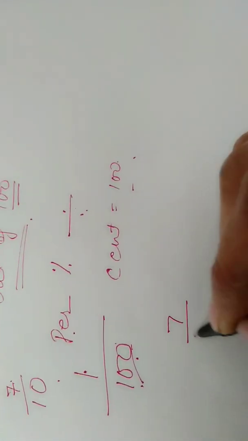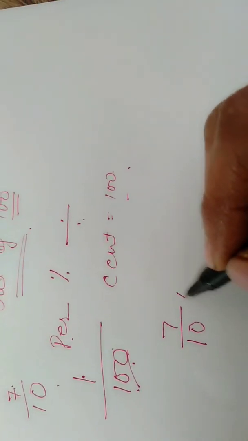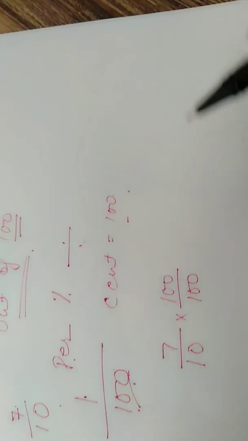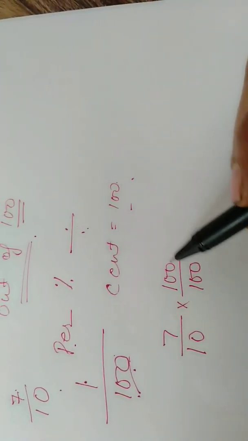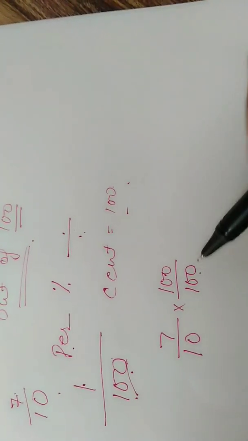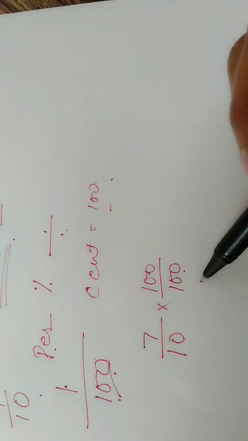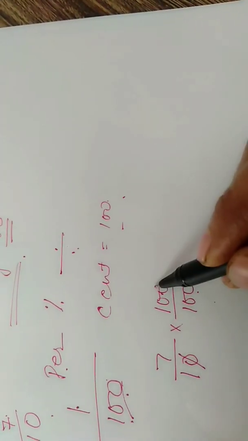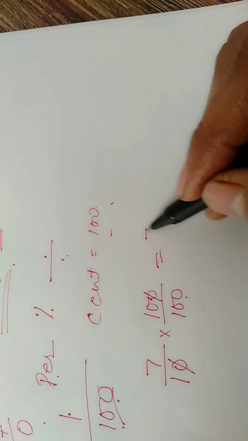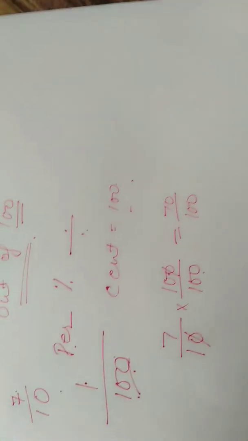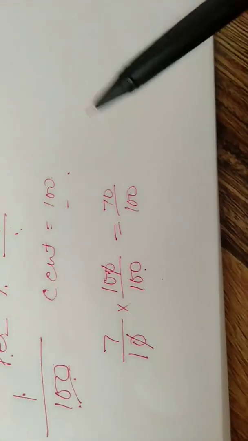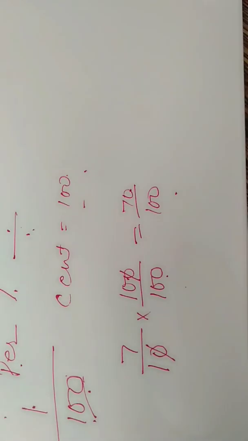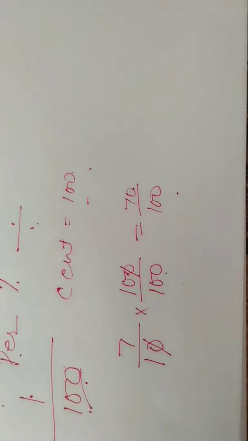I'll show the example. 7 out of 10, then we have to find it out of 100. हमको इसको 100 में find करना है. We have to make the denominator 100. So we multiply and divide by 10. The same number can be multiplied or divided. And then you can see that out of 100, 7 into 10, 70 out of 100. So if we got 7 out of 10, then we'll get 70 out of 100. So this is the method of percentage. We can compare by the method of percent.